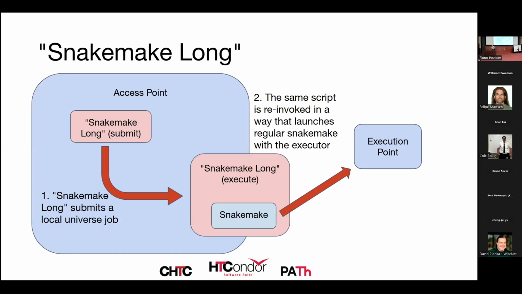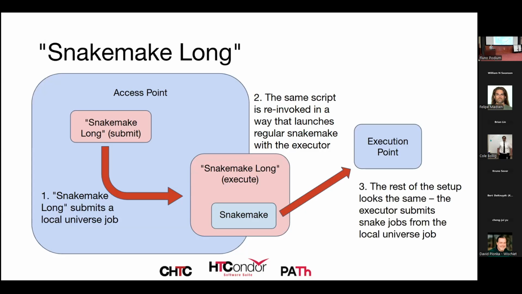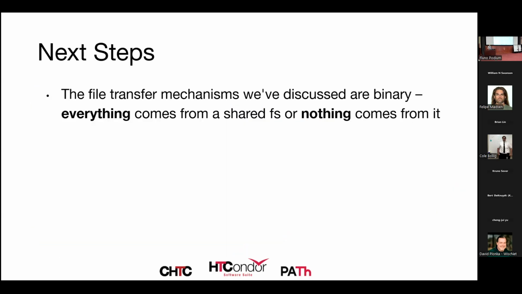So doing this moves the execution of Snakemake out of my terminal. It moves it into a locally managed job that Condor knows about and can keep track of and tell me about. And then this local universe job does its Snakemake thing, which produces submit files, which sends things to execution points. And from that point, everything looks like what we discussed previously.